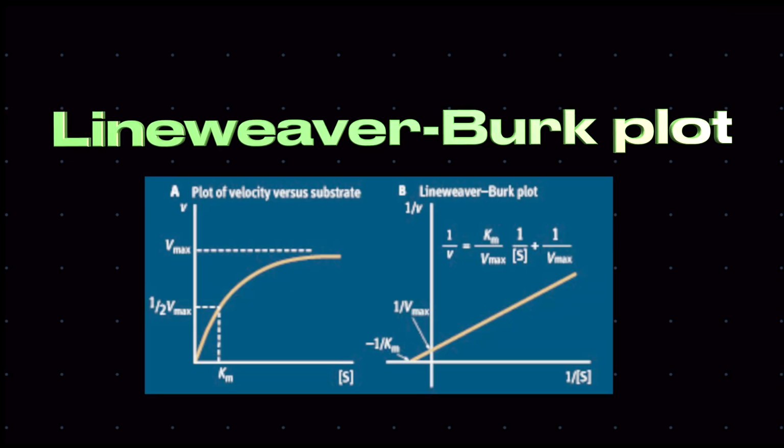Think of the Lineweaver-Burk plot as the detective tool for biochemists. Instead of staring at a curvy, confusing Michaelis-Menten graph, we transform it into a straight line. This plot reveals secrets about enzyme behavior, from how fast they work to how they respond to inhibitors. So grab your detective hats, because we're about to solve the case of enzyme inhibition.